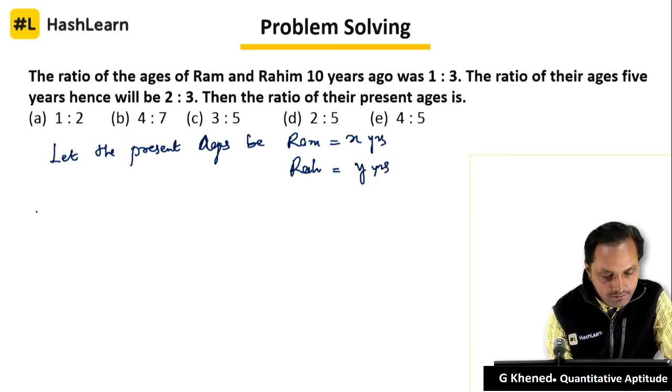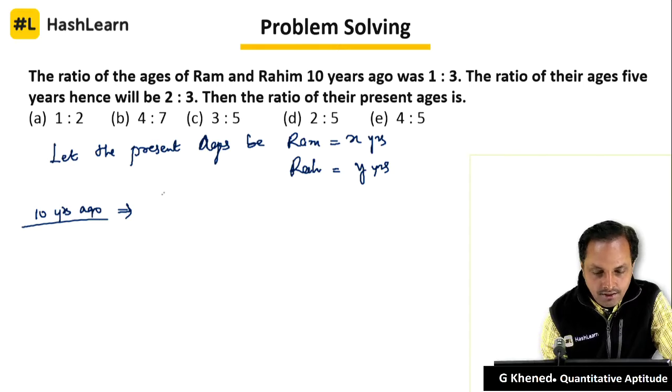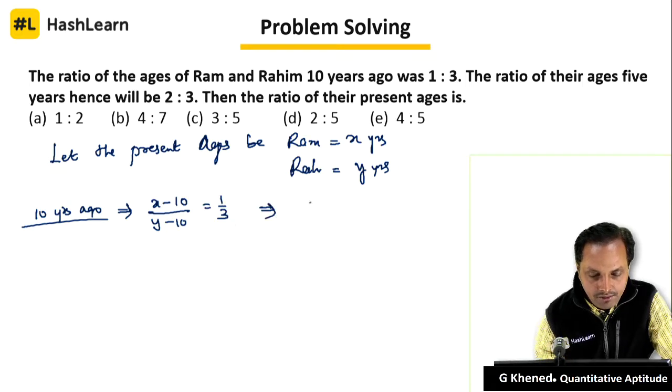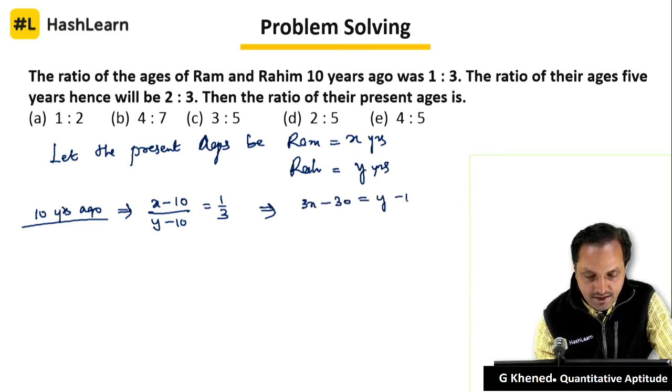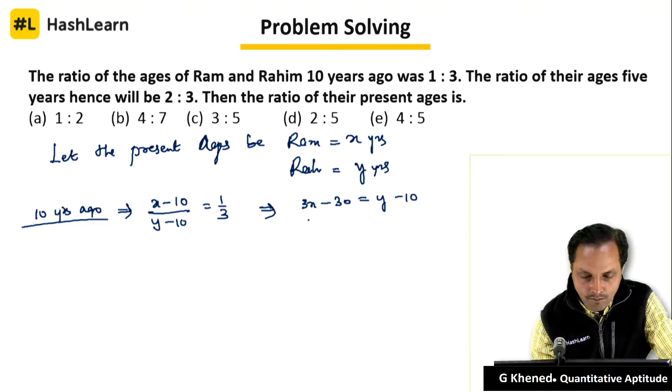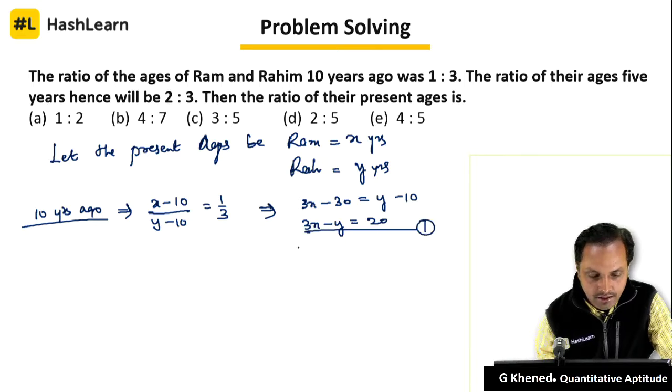So 10 years ago, what is the ratio? The ratio is (x minus 10) : (y minus 10), which is equal to 1/3. What will that give you? 3x minus 30 is equal to y minus 10, or 3x minus y is equal to 30 minus 10, which is 20. You can keep this as equation 1.